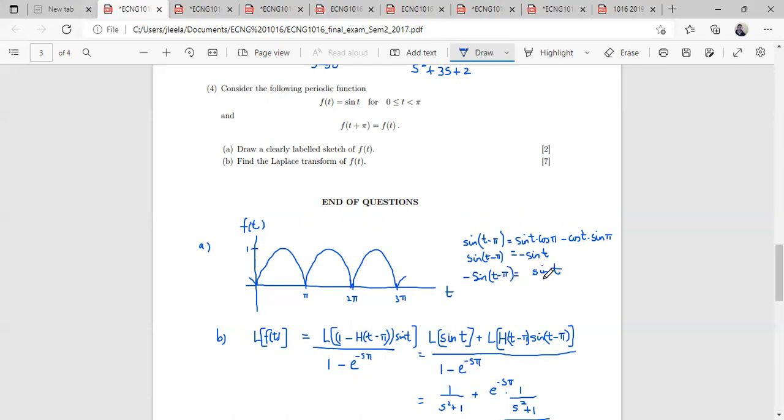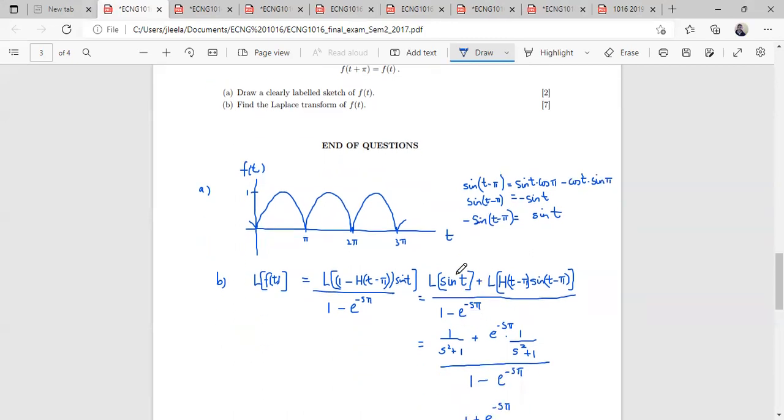Right, so if you have the sine t here, you're replacing that by minus sine t minus pi. Remember that a minus, so the minus will convert into a plus here. So we take the Laplace of sine t, which is 1 over s squared plus 1, and the Laplace of h at t minus pi sine t minus pi is e to the minus s pi times 1 over s squared plus 1.